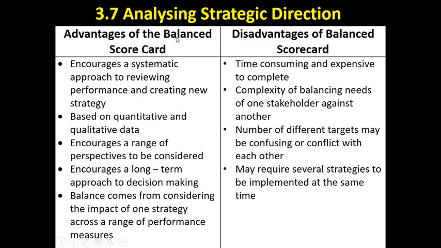So what are the advantages of using this system? Well, number one, it should encourage a systematic approach to reviewing performance and creating strategy. It's a very logical series of steps we're going through. We take our area, we assess our strengths and weaknesses, we set objectives, we set our strategy, then we review. It's based on both quantitative and qualitative data. When we're just looking at, for example, the financial ratios, we're only looking at quantitative data. This takes into account qualitative data as well.